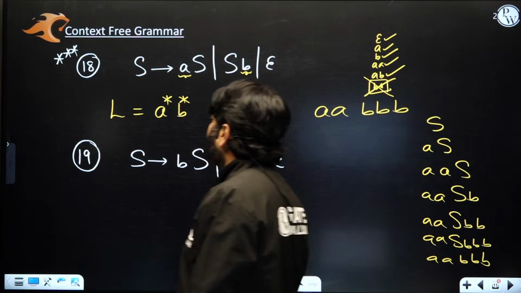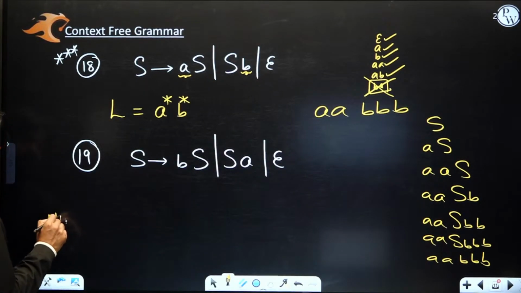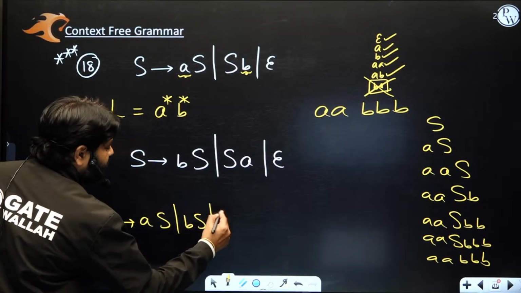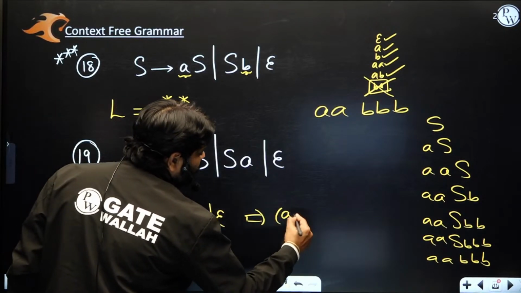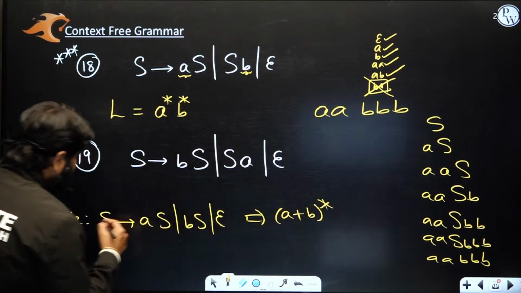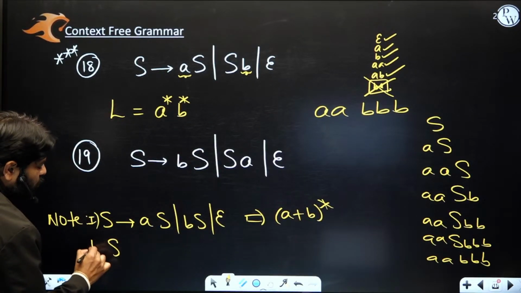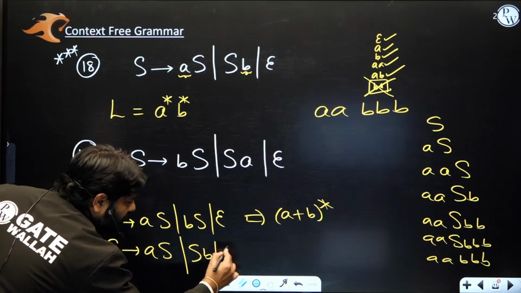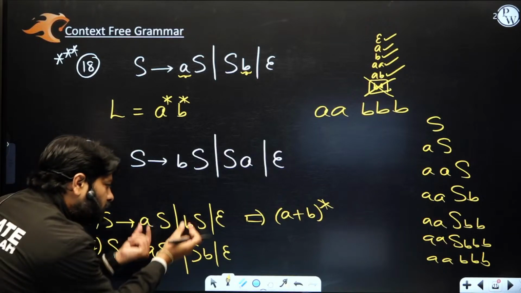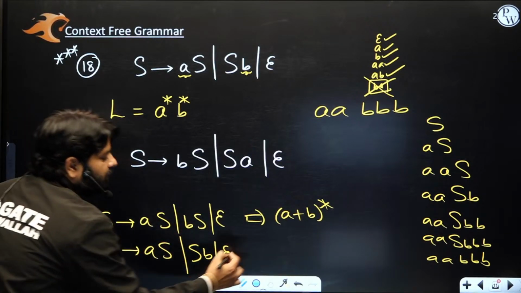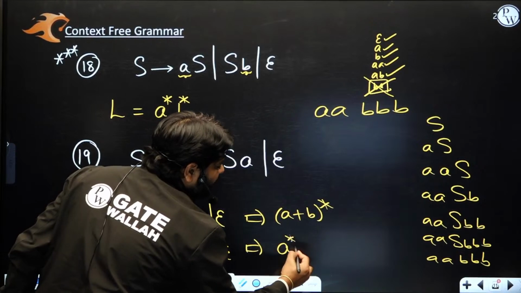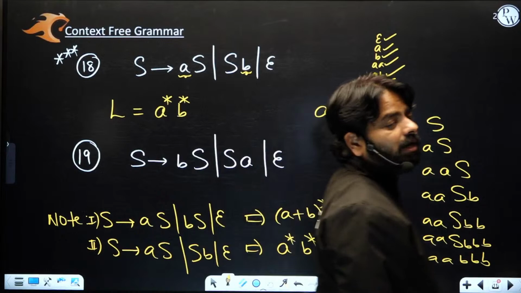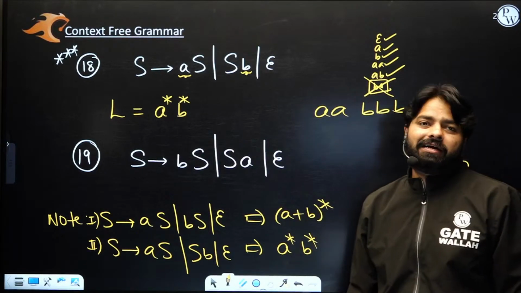When you look at the grammar, note, I'm just keeping a note so you never get confused with this example. Note 1: S derives AS, BS or epsilon. This will generate (a+b)*. And note 2: when you look at the grammar AS or SB, it almost looks the same, but there is a small change here that you need to observe, and this makes there an order between A's and B's. That's A star, B star. Both are going to be different grammars and they will generate different languages.